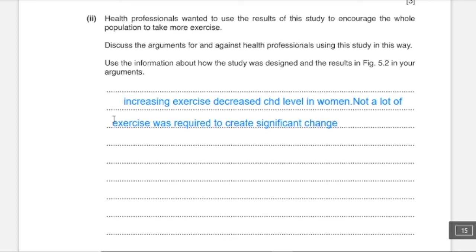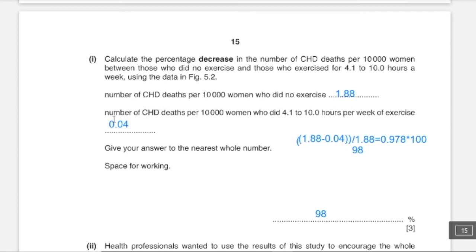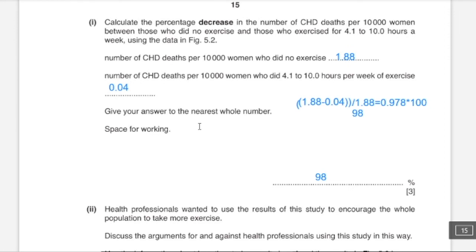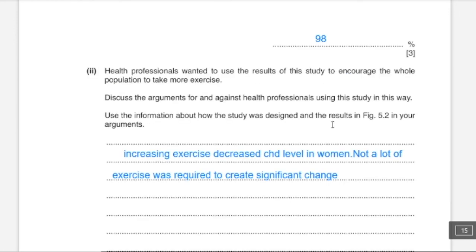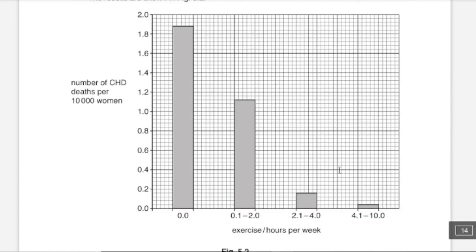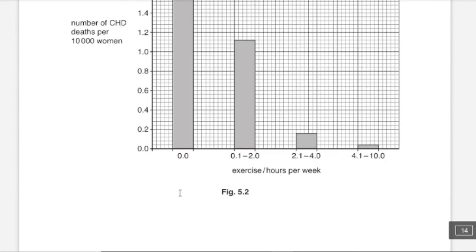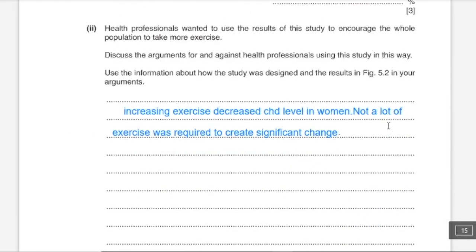I just wanted to add a point over here that whenever we have quantitative figures like this one graph and we are supposed to be describing or discussing, quoting the data would always score you some marks. So just go with that. It's quite easy and you don't need to know any theory about that either. So we can start with how there were 1.88 deaths per 10,000 women for those who did not exercise, and only 0.04 cases for those women who did exercise.